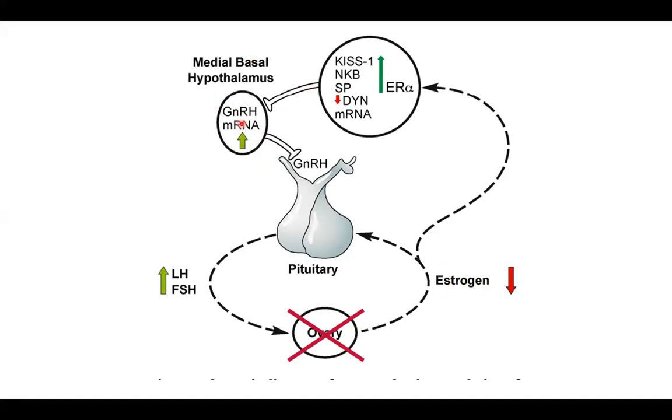That's going to decrease the GnRH. Decrease GnRH means decrease LH and FSH. Decrease LH and FSH means less ovarian follicle development. Less ovarian follicle development means no oocyte. No oocyte means that there's nothing to fertilize. Does that make sense? Okay.